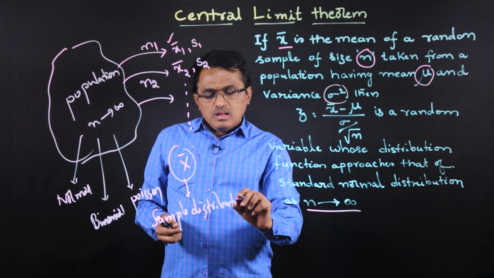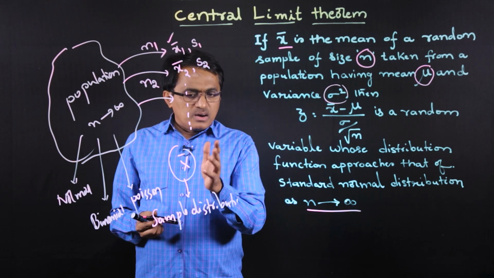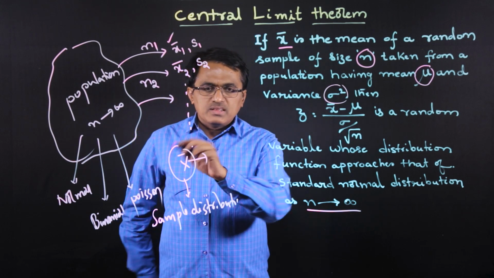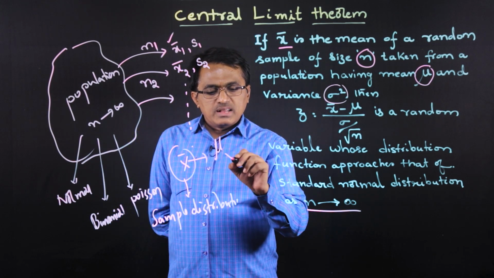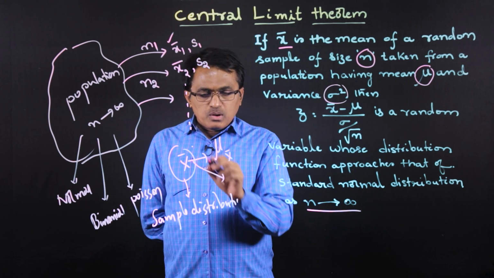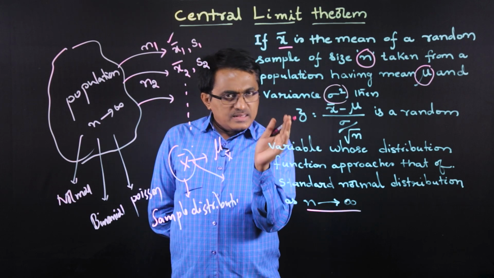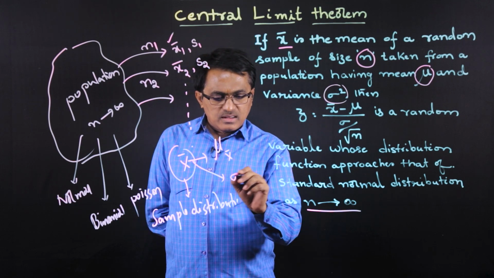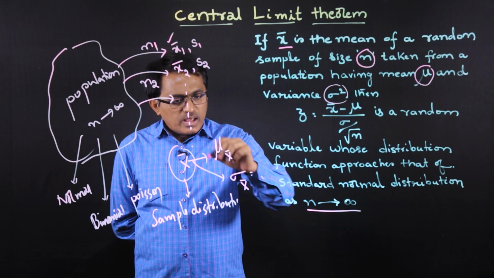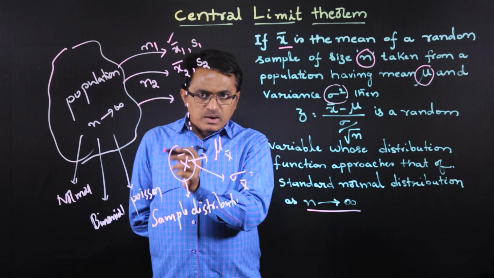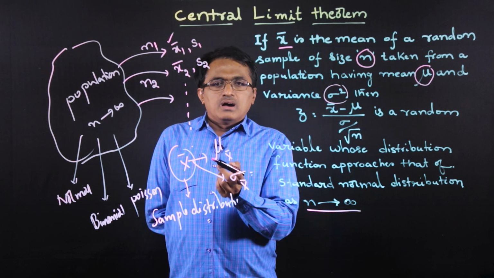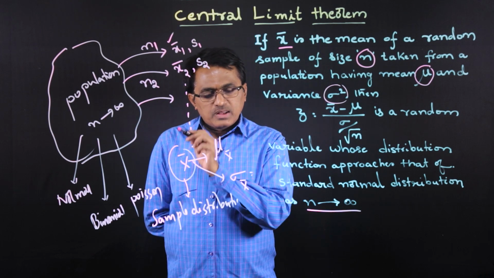Now, if we consider this x bar, which is a random variable, we can try to find the mean of this random variable, that is we write this as mu x bar, and similarly its variance or standard deviation, which we write as sigma x bar. That is, mu x bar is the mean of the normal random variable x bar, and similarly sigma x bar is the standard deviation of the random variable x bar.